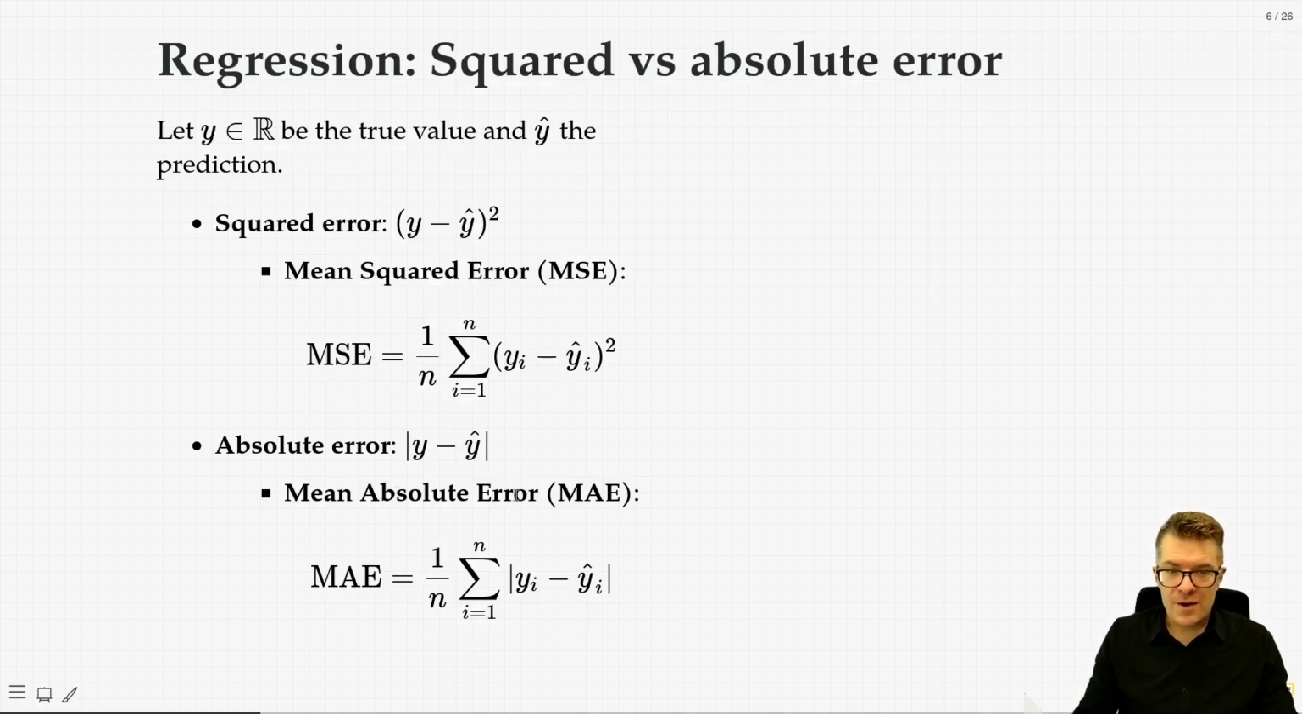The mean absolute error follows more or less the same kind of form, except instead of taking the squared difference between these two quantities, the true output and the prediction, we just take the absolute difference between them, right? We're trying to get rid of negatives here. And again, you just sum over all of them, divide by n to get the mean value, the mean absolute error.